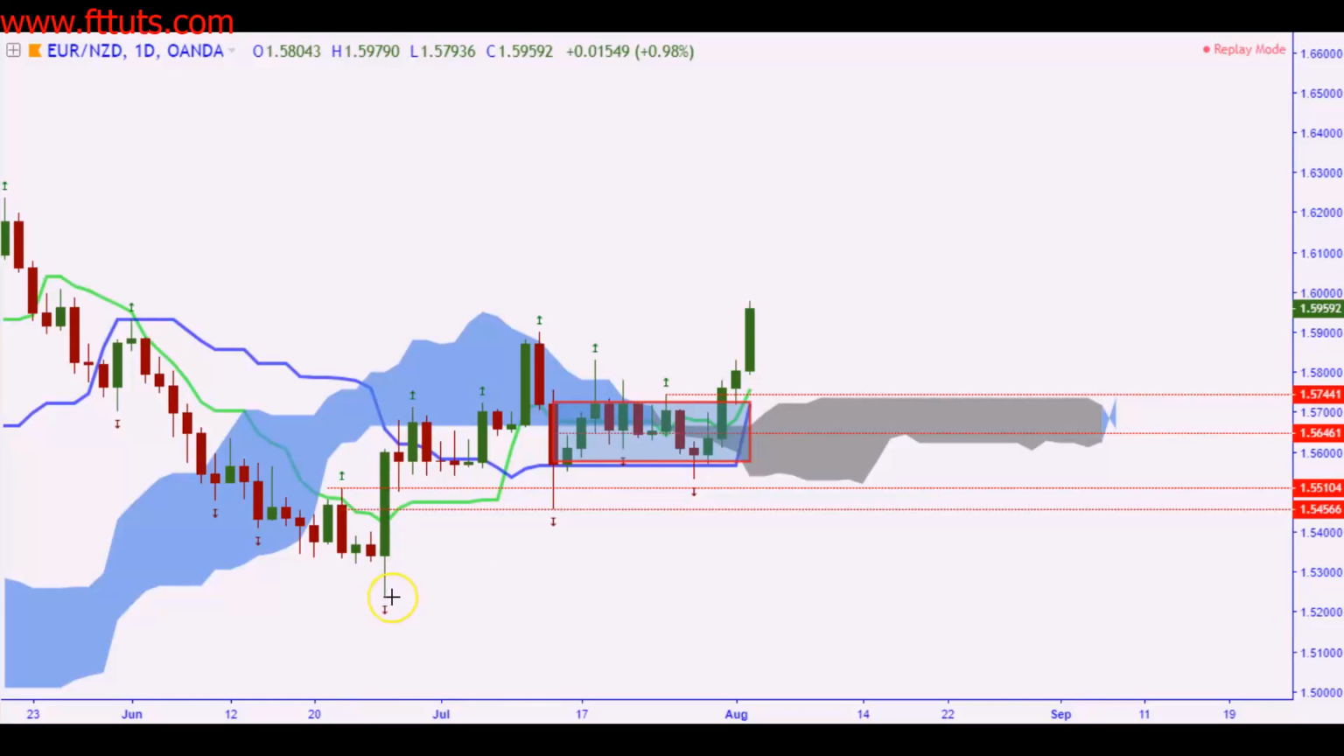Now, let me mark this. This would be 1. This would be 2 on the big picture. This would be 3, and then we would be shooting for 4 somewhere. All right. So that's if we had taken a trade anywhere in here. All right. So this is the structure of the market.